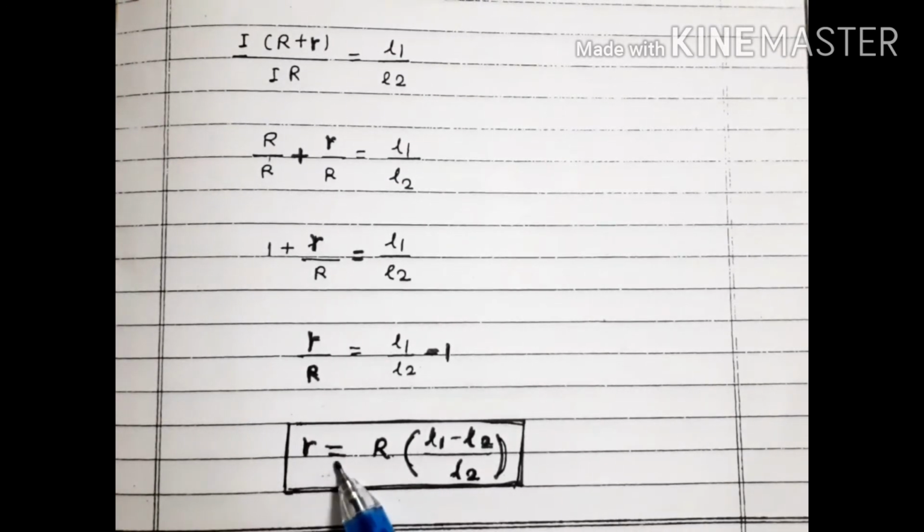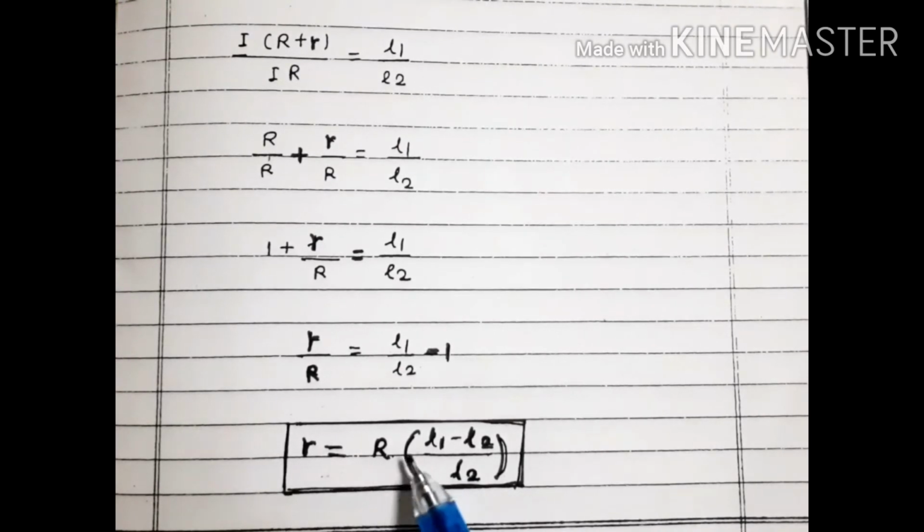Internal resistance is equal to the shunted resistance into bracket bigger length minus smaller length divided by smaller length. By knowing capital R, L1, L2, we are able to determine the internal resistance of a given cell with the help of this formula.